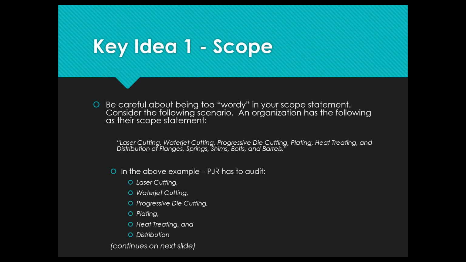Now, I also want to caution all of you to be careful about being too wordy in your scope statement. So let's consider an example here. Let's say that an organization has the following as their scope: laser cutting, water jet cutting, progressive die cutting, plating, heat treating, and distribution of flanges, springs, shims, bolts, and barrels. That's a mouthful. If this is the scope statement that you must have on your certificate, we have to audit laser cutting, water jet cutting, progressive die cutting, plating, heat treating, and distribution. We have to be able to audit all of those operations.